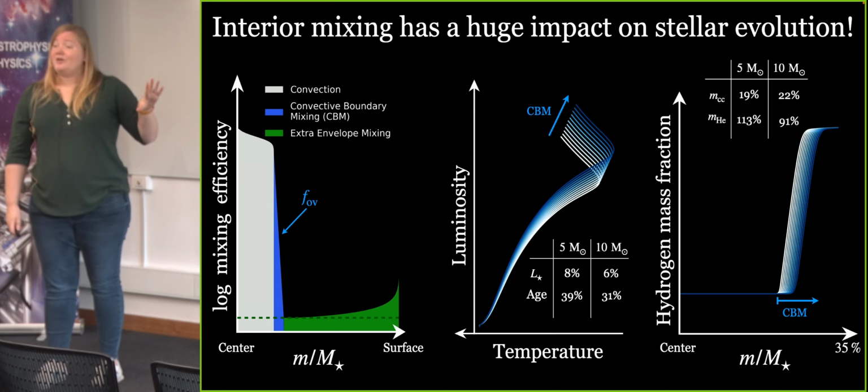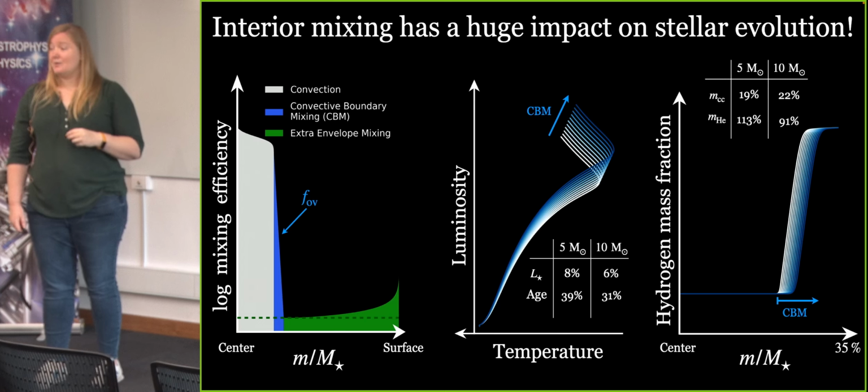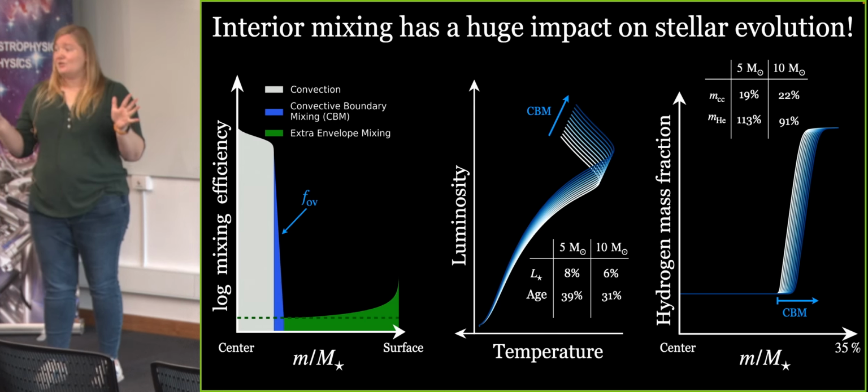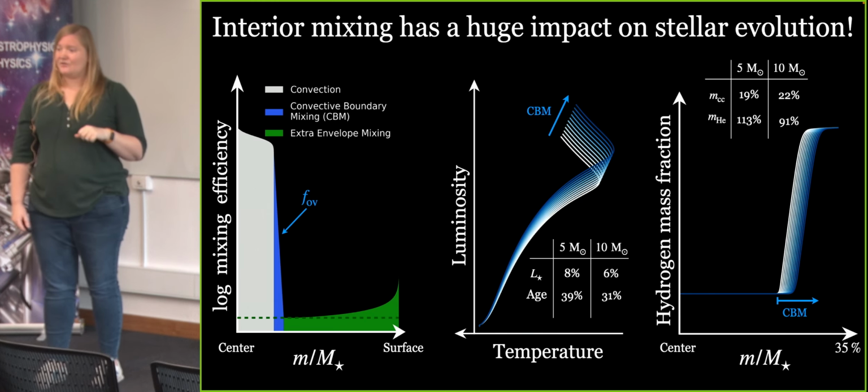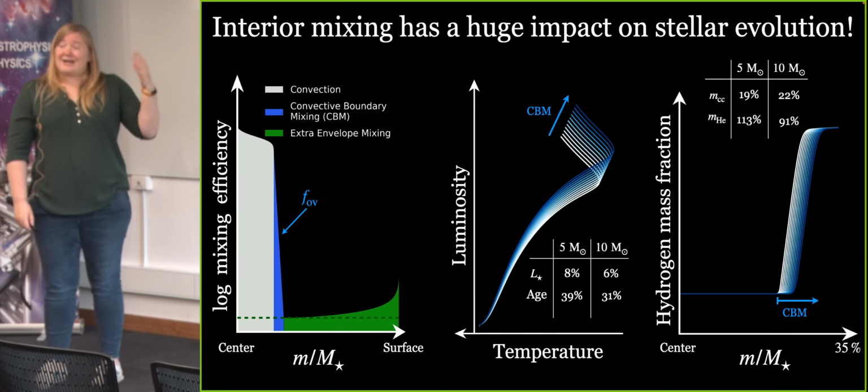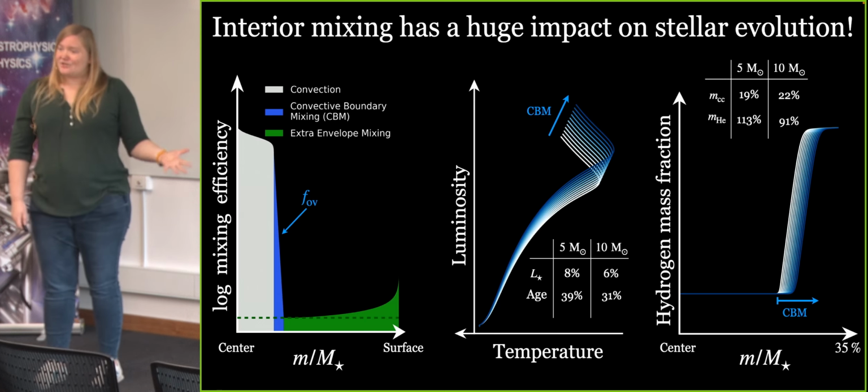And the helium core you end up with at the end of main sequence evolution effectively doubles in size when we have this convective boundary mixing. So that's really important for the evolution of these stars, that we try to get some constraints on the internal mixing of the stars. The way that I try to do this is using asteroseismology.